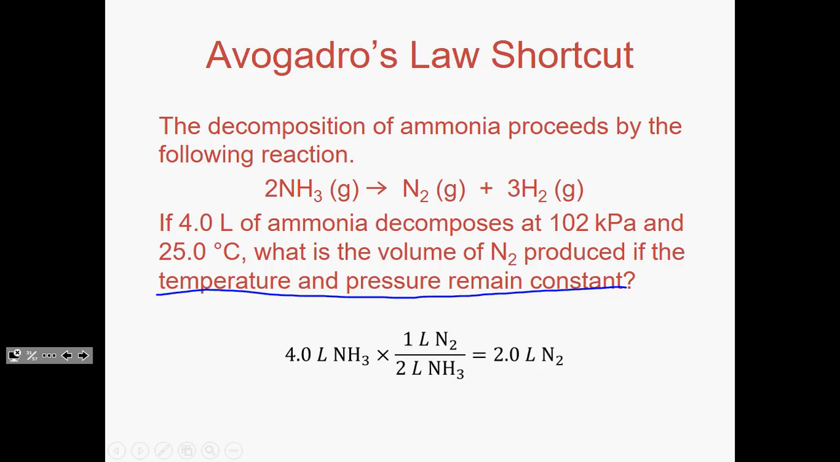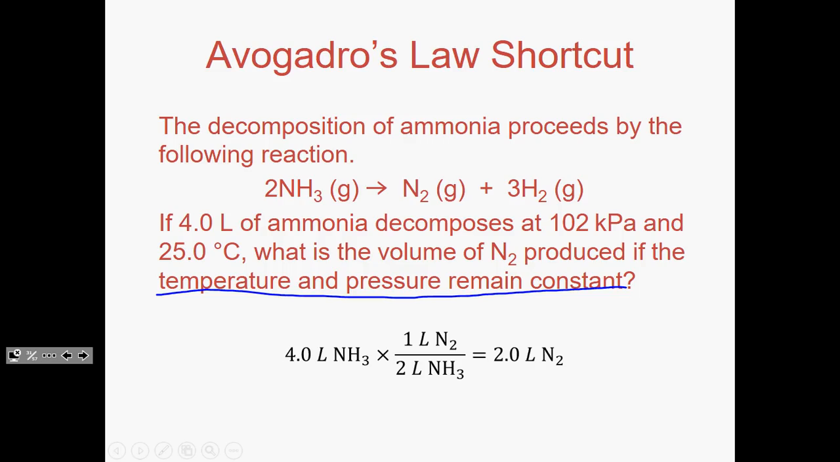Remember, the mole ratio is also a volume ratio in temperature and pressure problems. So we can go straight from the volume of ammonia to the volume of nitrogen gas using the stoichiometric relationship between the two. If at constant temperature and pressure the volume ratio is the mole ratio, we don't have to do the stoichiometry by going through moles. We can go straight from volume of one to volume of the other, and we're done.